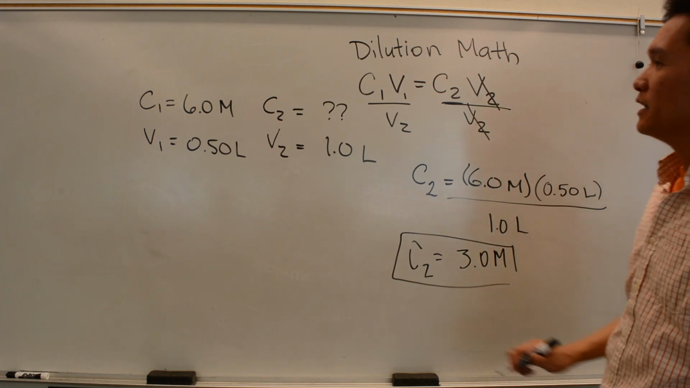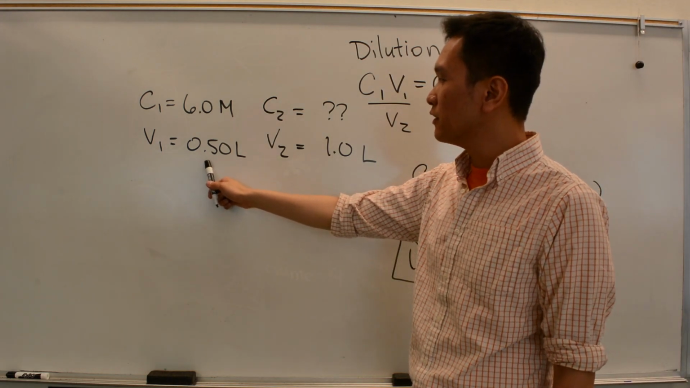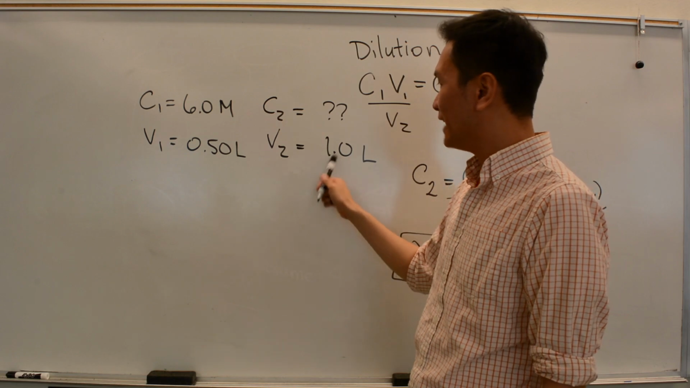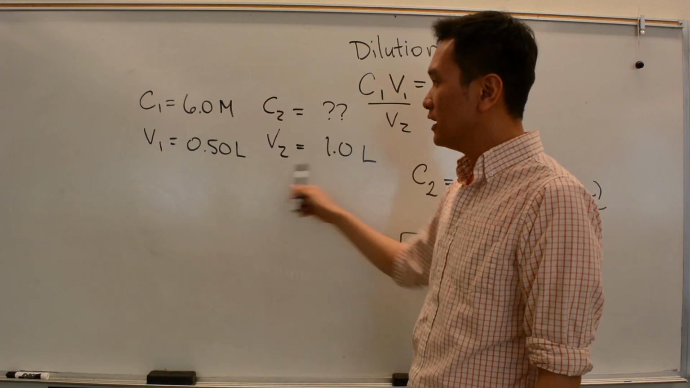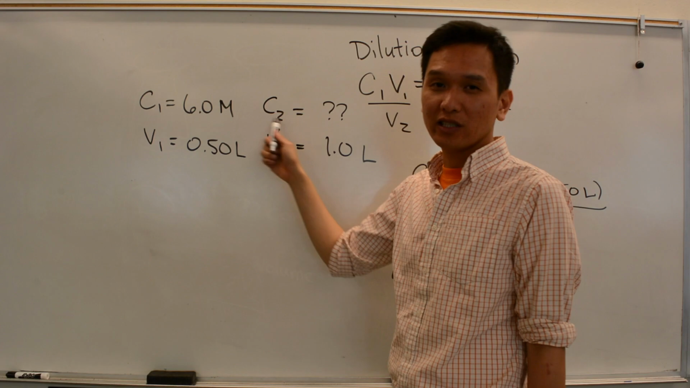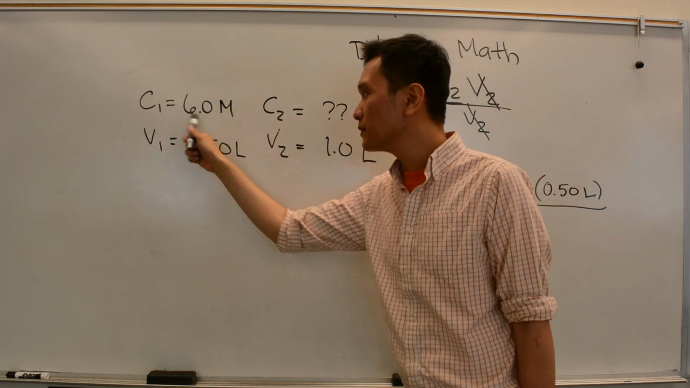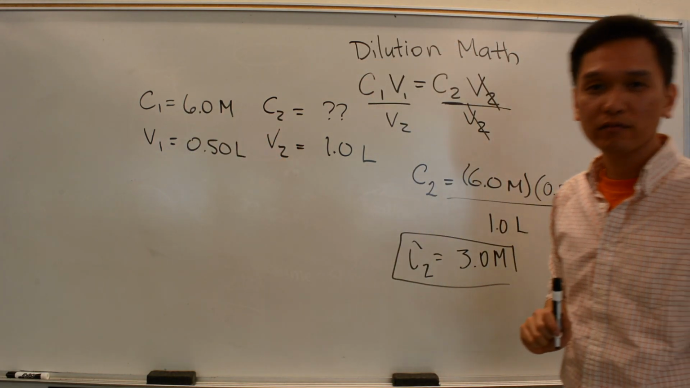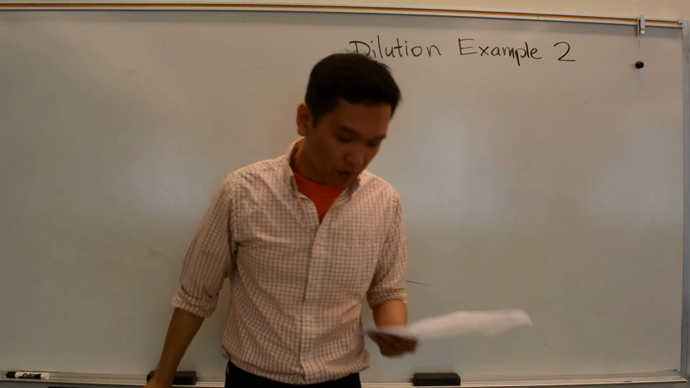Let's see if this makes sense. Initially, I have 0.50 liters, and I diluted it by adding more volume to this. If I diluted it, the concentration should decrease, right? So it goes from 6 to 3. So that makes sense. Let's do another example.